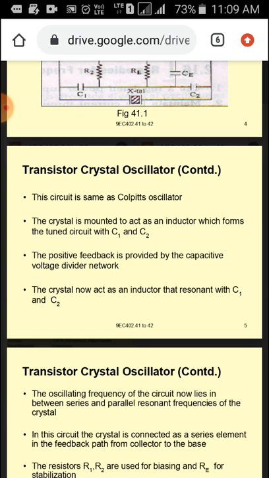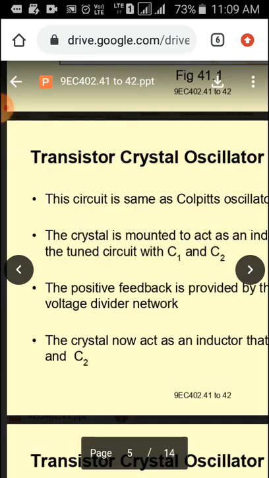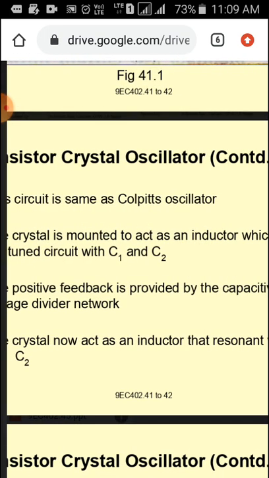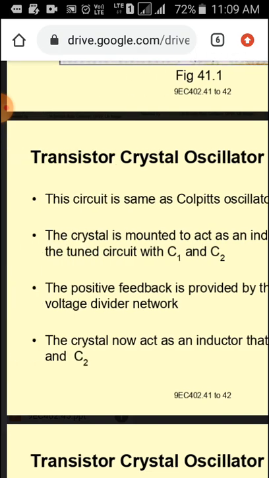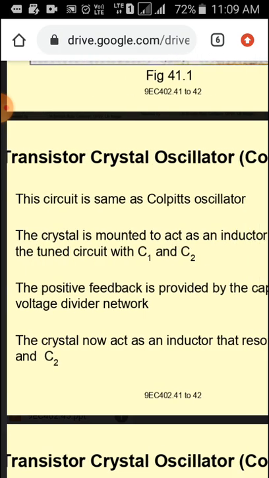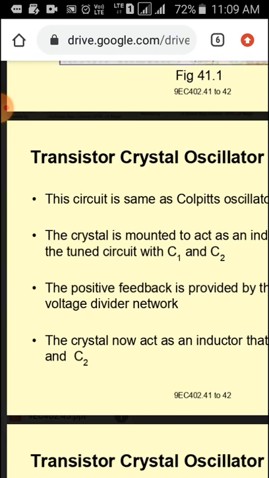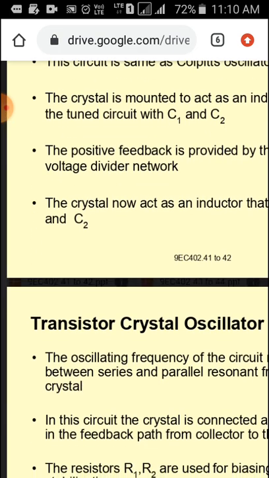The crystal is mounted to act as an inductor which forms the tuned circuit with C1 and C2. The positive feedback is provided by the capacitive voltage divider network. The crystal now acts as an inductor that resonates with C1 and C2. The crystal can resonate with the capacitive elements C1 and C2.